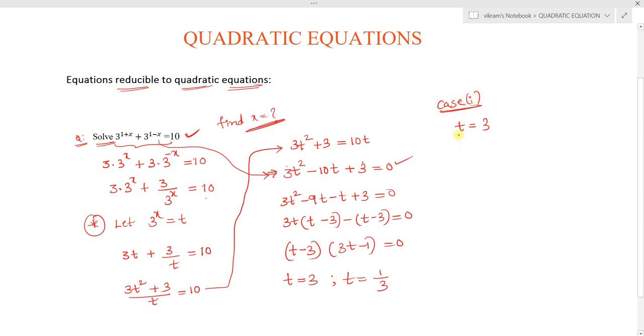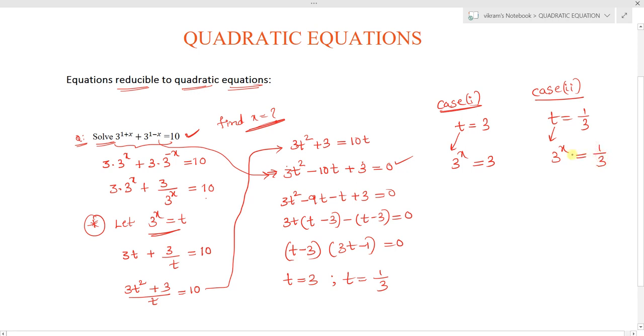Okay, but substitute what is t? We assumed t equals 3 power x, equals 3. This is the first case. And what is the next case we need to consider? The next case is we obtained t equals 1 by 3, and we assumed t is 3 power x. Now replace t as 3 power x and we are getting it as 1 by 3. So now how to solve this?